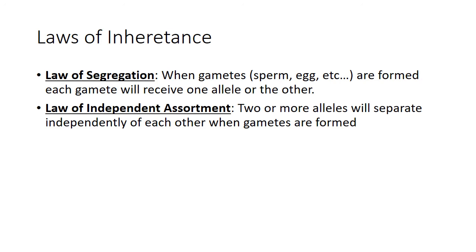And the law of independent assortment says that 2 or more alleles will separate independently of each other when gametes are formed. So the alleles are going to separate independently. The alleles are not going to move with each other or away from each other. They are going to be independent of each other because they are on different chromosomes. So the law of segregation works with the law of independent assortment on metaphase 1 and anaphase 1 because the chromosomes are lining up and they're separating independently.